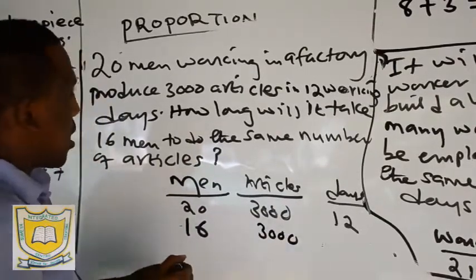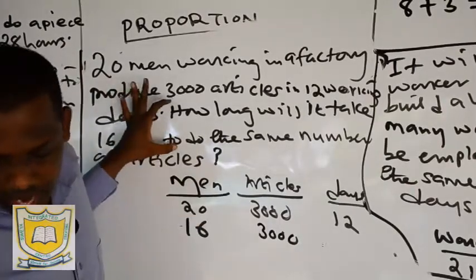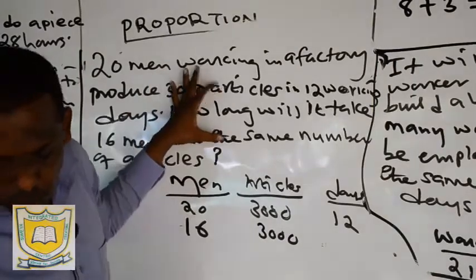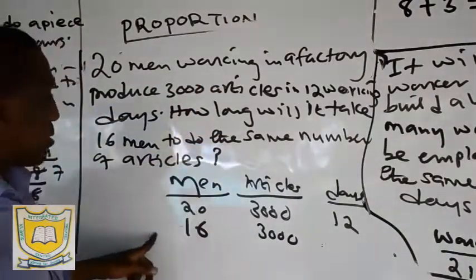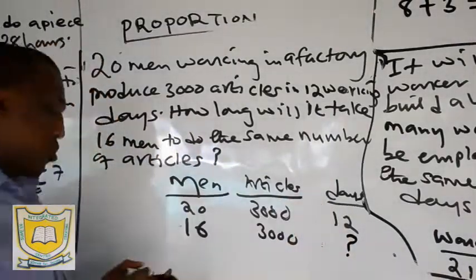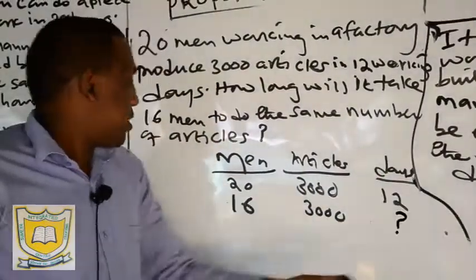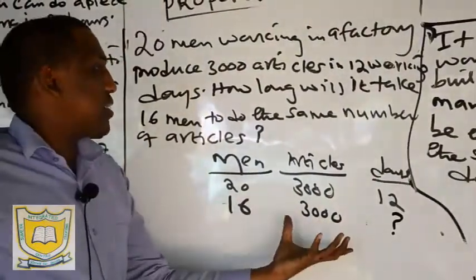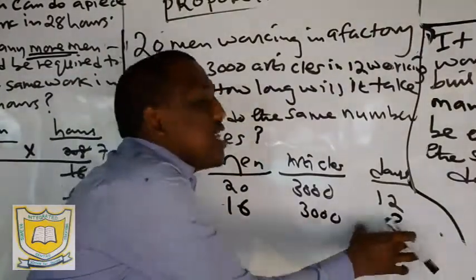So you are told that 20 men working in a factory produce 3,000 articles in 12 days. How long will 16 men take? The number of days we don't know. 20 men, 3,000 articles, 12 days. 16 men producing the same number of articles. If you hear they are same, 3,000. How many days will they take now?